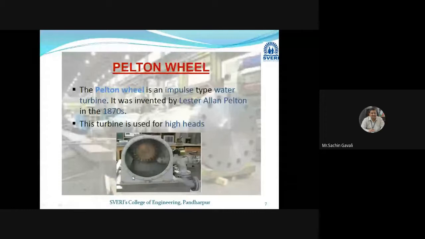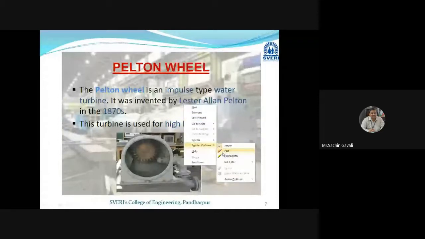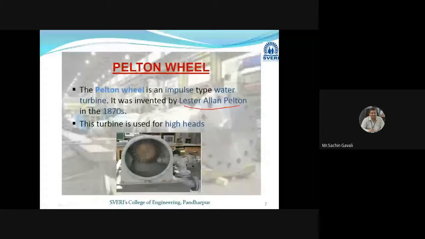Okay. Then the Pelton wheel is an impulse type of water turbine. We can call hydraulic turbines water turbines. So the Pelton wheel is an impulse type turbine. It was invented by Lester Allen Pelton in the 1870s, hence the name Pelton wheel or Pelton turbine. This turbine is used for high heads, meaning if the head of water is much more, then it is suitable.